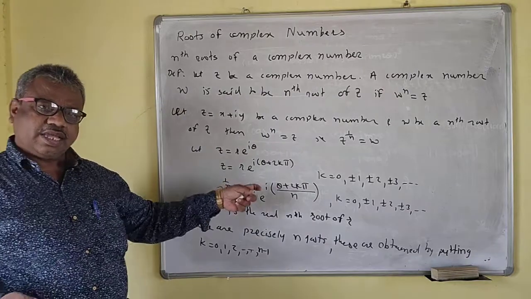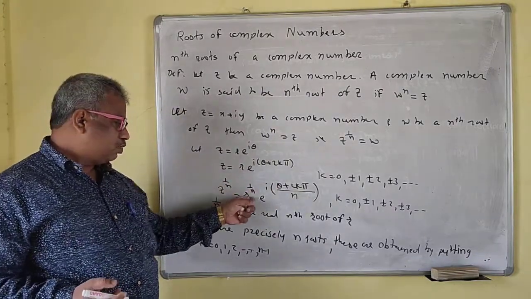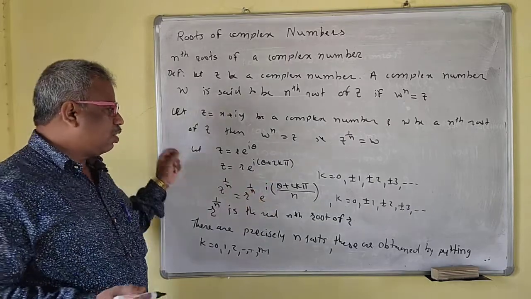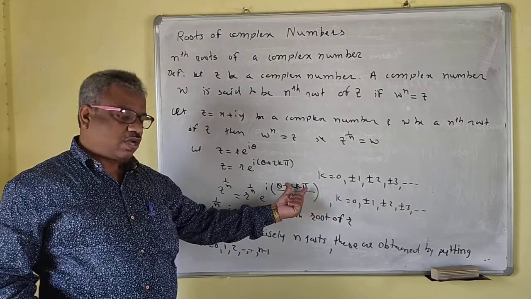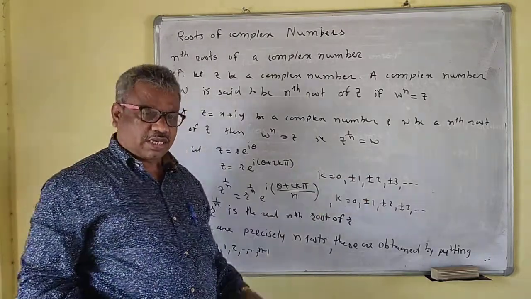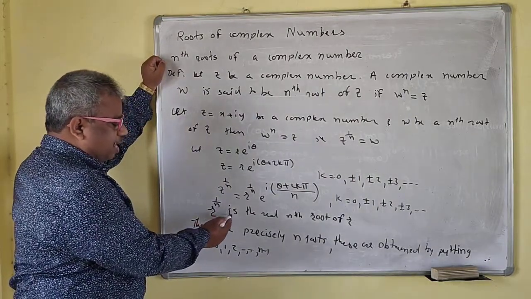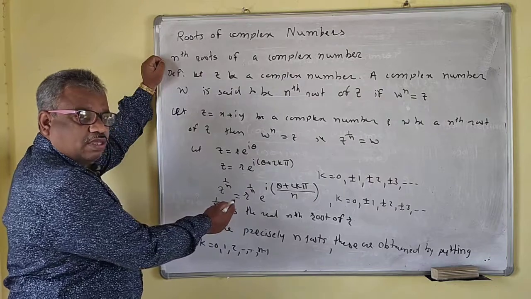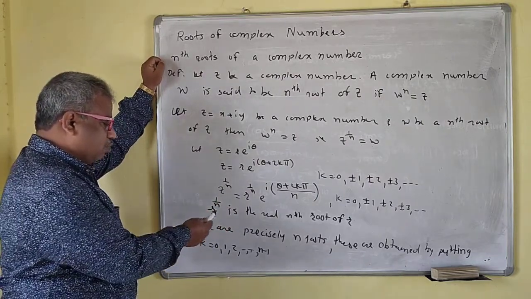Then we take the 1 by nth power, that means we are taking the nth root on both sides. So this is r to the power 1 by n, e raised to i times theta plus twice k pi upon n. The value of k is an integer. Here r is a real number, so we are taking the real nth root of r.